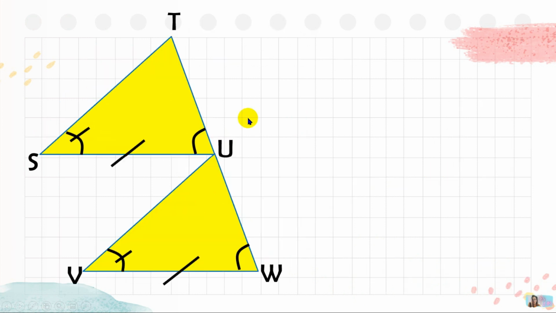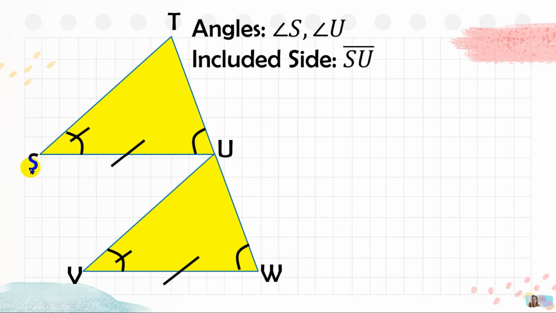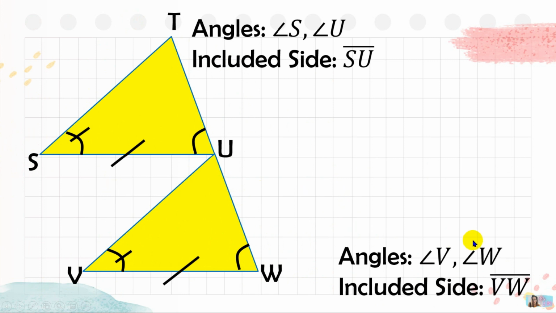Let's have another example. Triangle STU and triangle VUW. So, what are the two angles given from our first triangle? We have angle S and angle U. The included side is side SU. Then, we have these two angles, angle V and angle W. The included side is side VW. Now, again, they are congruent na kasi hindi na naman natin kailangan hanapin din po yung tatlo pang naiiwan na parts. And they are congruent by ASA Congruence Postulate.